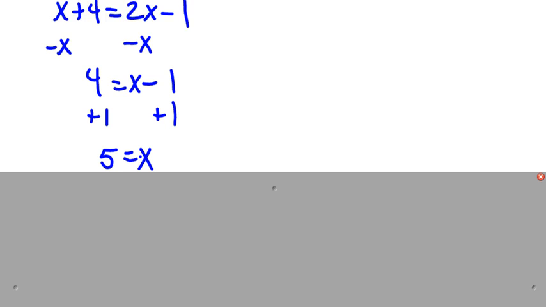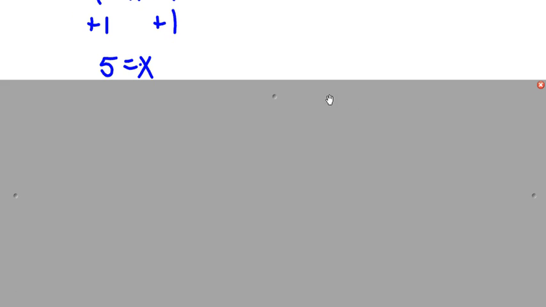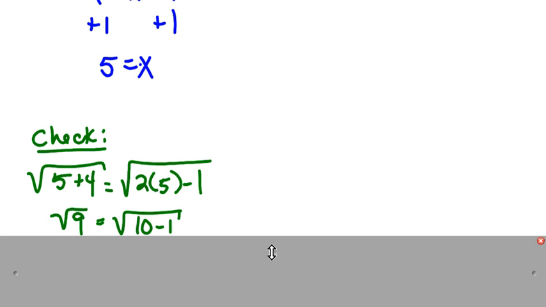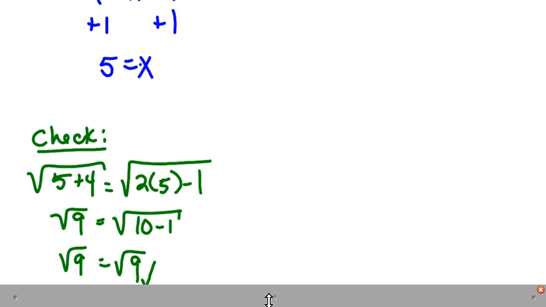Again, we have to verify that this is a valid solution to our equation. So let's take it and substitute it back into the original and make sure that it's balanced. So here on the left-hand side, we have 5 plus 4, which is 9. So we have the square root of 9 here on the left. On the right-hand side, we've got 2 times 5, which is 10. 10 minus 1 is 9. The square root of 9 is equivalent to the square root of 9. Both of those are equal to 3, so we can see that we have a valid solution of 5.